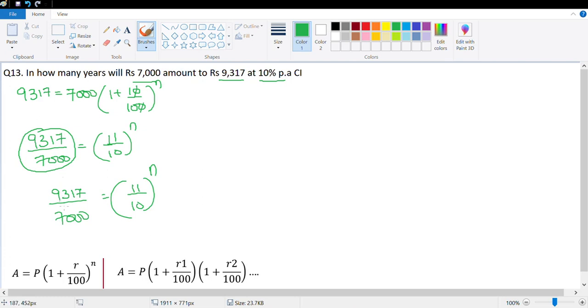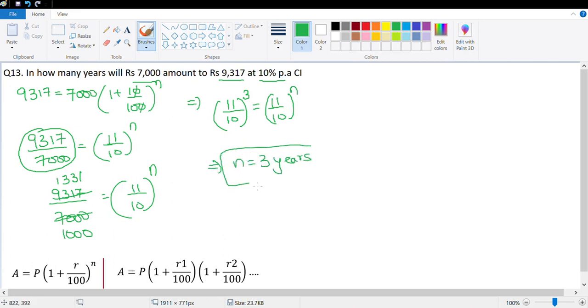I notice that 7 is a common factor. So 7 into 1000, this is 7 into 1, 7, 23. That's 7 into 3, 21. Again 21, which means 3 and 1. Now I notice 1331 is 11 cube and 1000 is 10 cube. So this is (11/10) cube is equal to (11/10) raised to power n, which means n is equal to 3 years. So we've got this answer as well. Let's look at the next one.